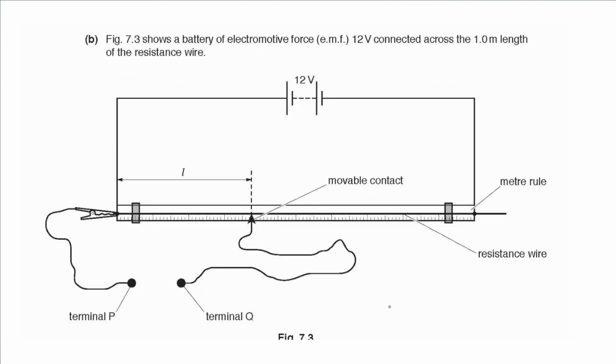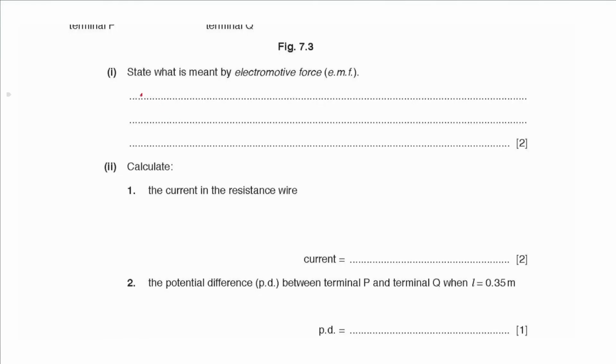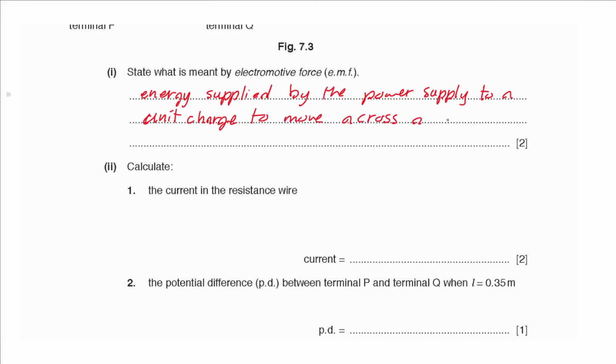Part B says figure 7.3 shows a battery of electromotive force 12 volts connected across the 1.0 meter length of the resistance wire. Part (i) says state what is meant by electromotive force or EMF. It is the energy supplied by the power supply or a battery to a unit charge to move across a complete circuit. Part (ii) says calculate the current in the resistance wire. We can use current is equal to voltage divided by resistance. We have the voltage, the EMF, 12, and dividing that by the resistance of the wire, 7.6, gives an answer of 1.578947, which we can approximate to 1.6 amperes.